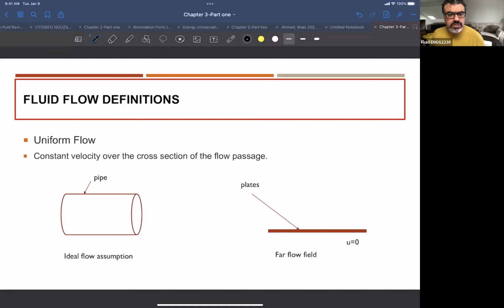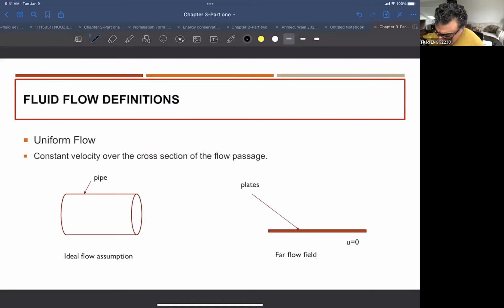So shear stress versus shear strain is linear. If it were not linear, it would not be a Newtonian fluid. But the velocity profile, the velocity distribution, doesn't have to be linear in a Newtonian fluid. Okay, uniform flow, another important definition that we're going to hear in these chapters.